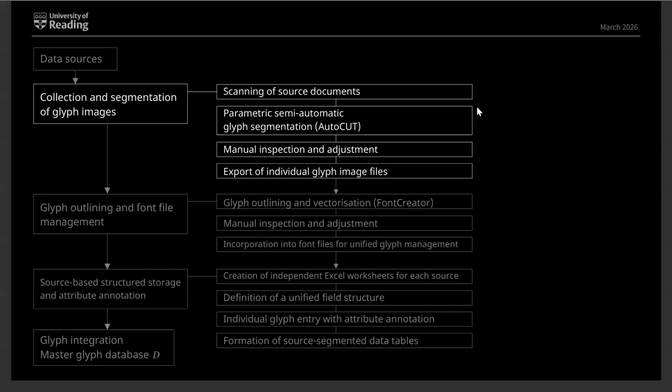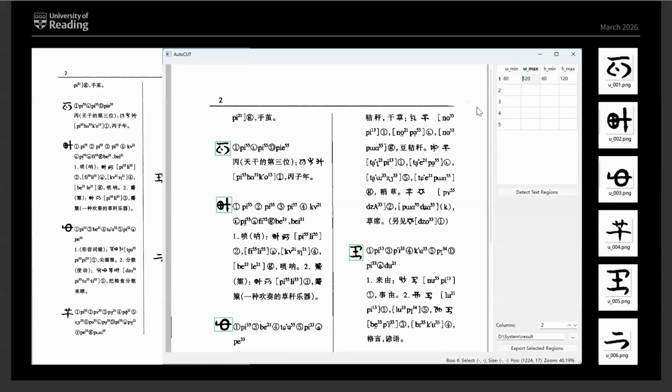To make the data easier to manage, the first practical step is to turn the headwords in the document into manageable digital units. So we begin with scanning and segmentation. As we can see here, we first scan the source documents and then segment the headwords into individual glyph images, like here. Each headword is then exported as a separate image file. So at this stage, we get a first source-based image set.